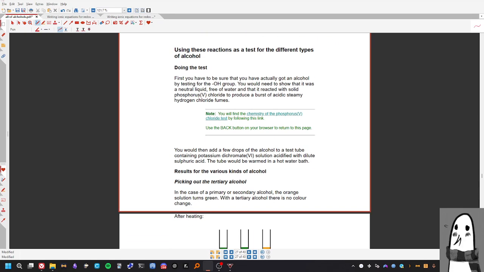Now, if you use these reactions as a test for different types of alcohol, as we stated at first, you first need to be sure that you actually have an alcohol, testing for an OH group.